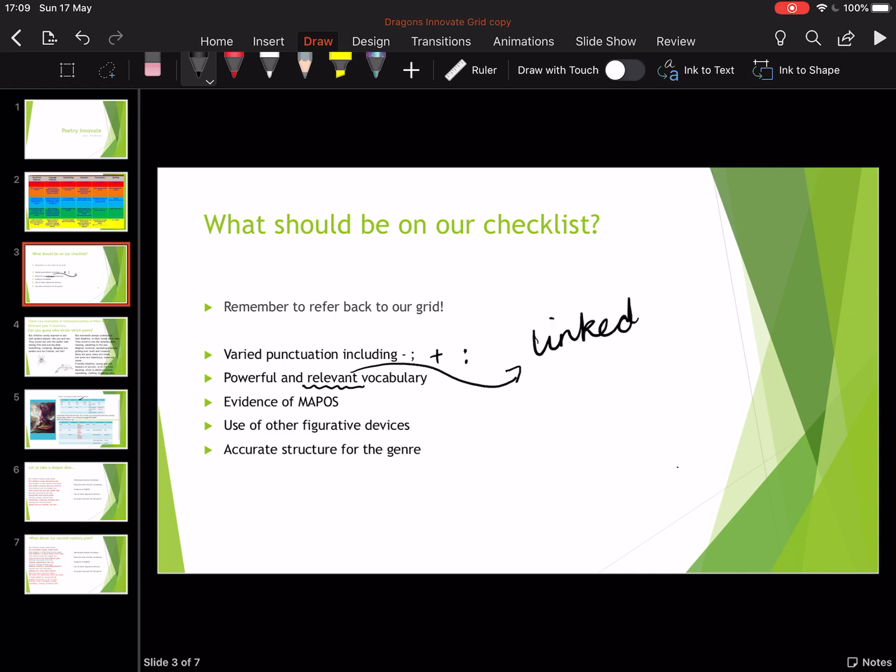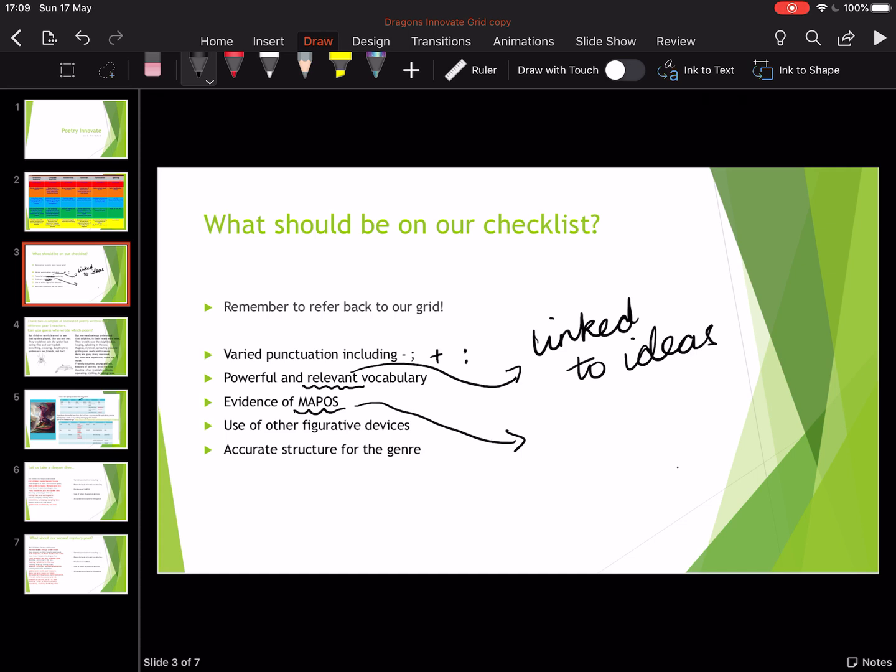So then we have our evidence of Mapos underneath it. Mapos is something that you guys have got really, really good at over the last year or so. You really need to keep that up because it's such a fantastic literary device. Let's just quickly unpack Mapos.